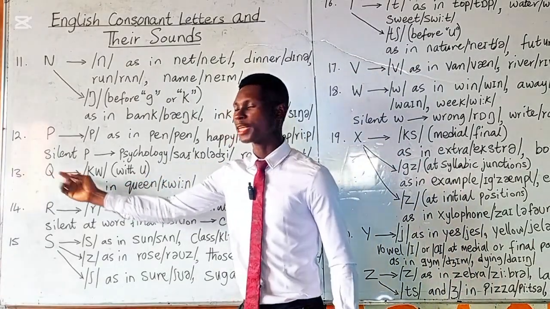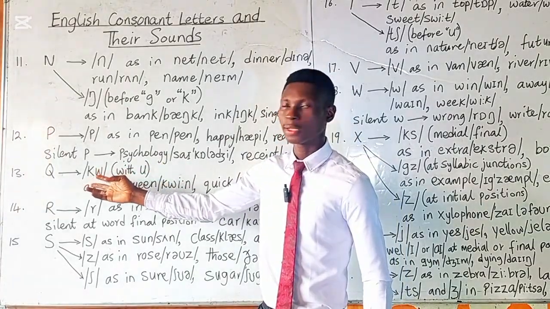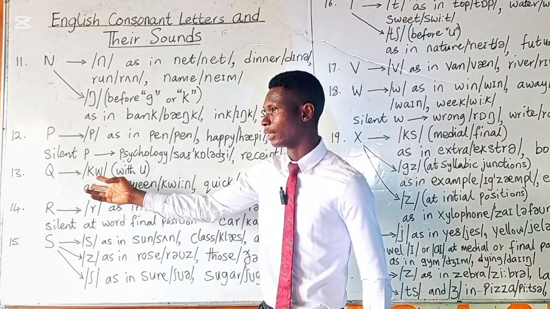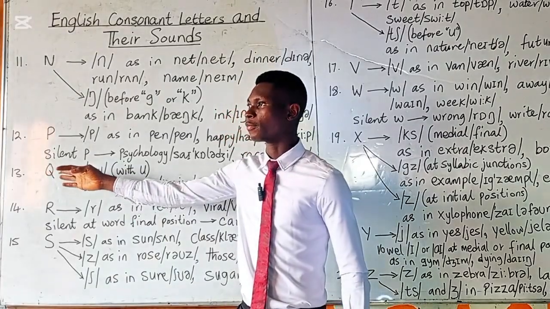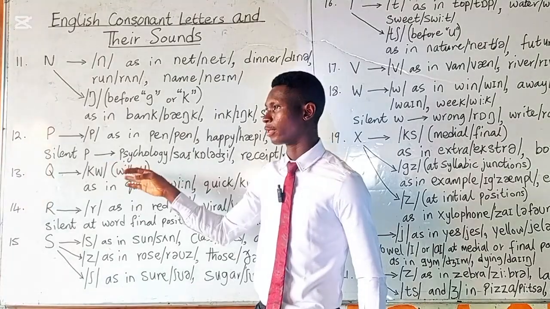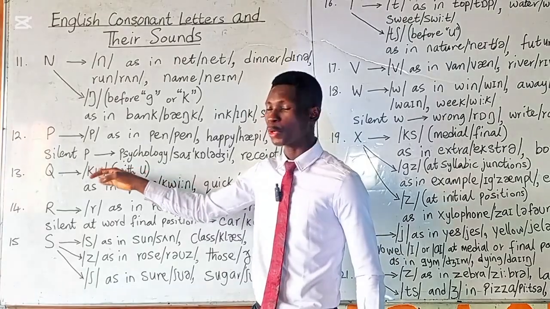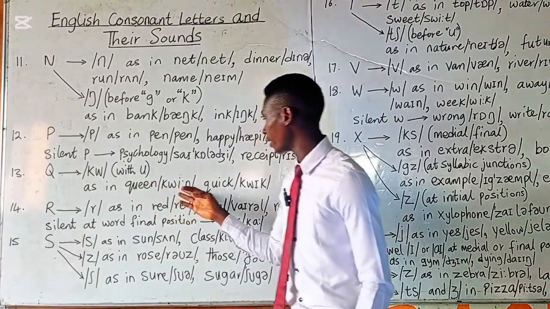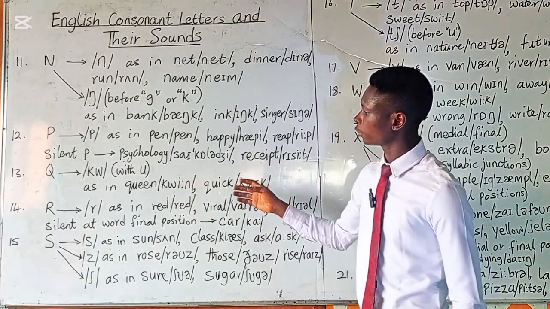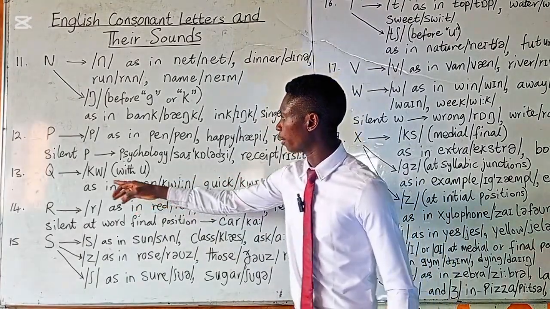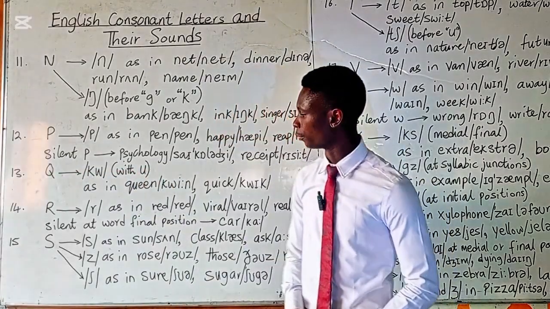Moreover, we have letter Q. Letter Q can be realized as this consonant cluster, K and W. Mostly we have this word before letter U. So when we have that combination, QU, we are going to have the Q sound, as in queen, quick. So here in place of QU, we have the Q sound. So that is the sound represented by letter Q.